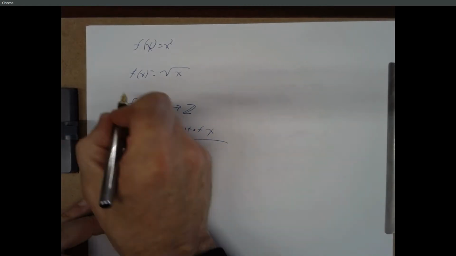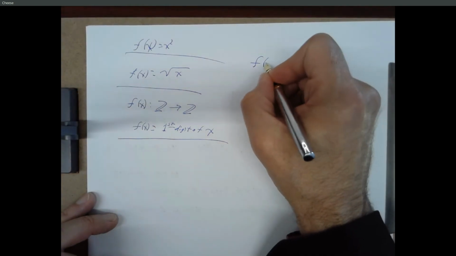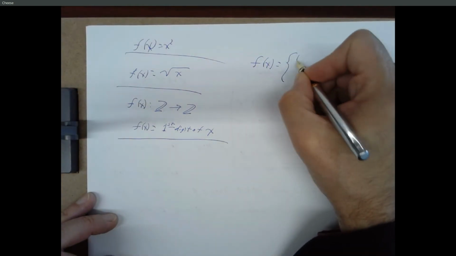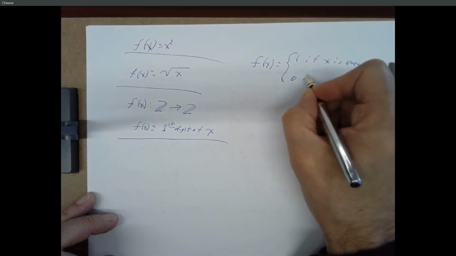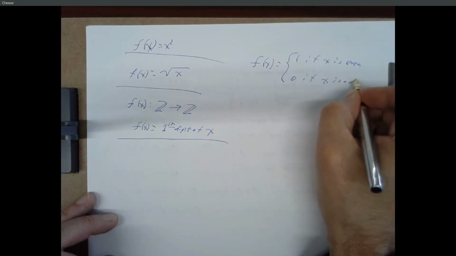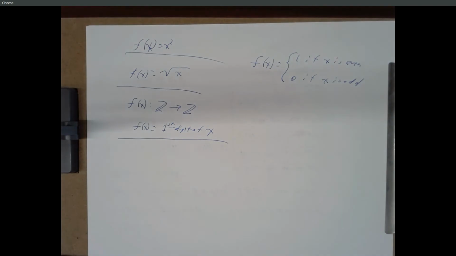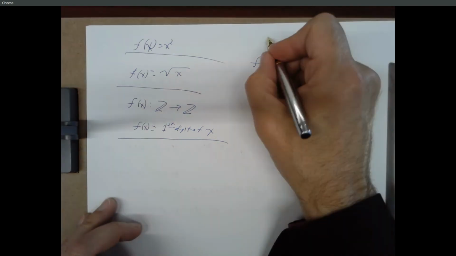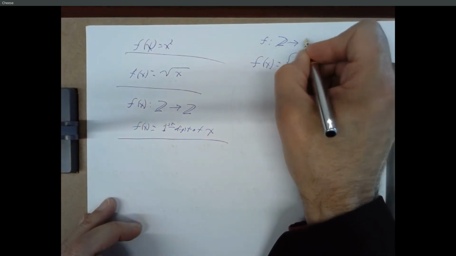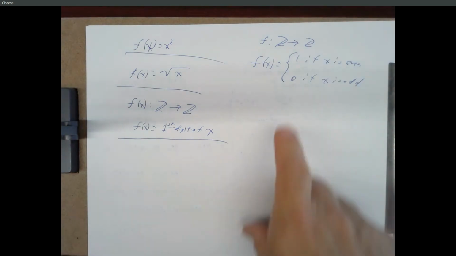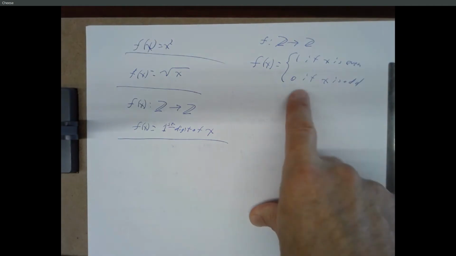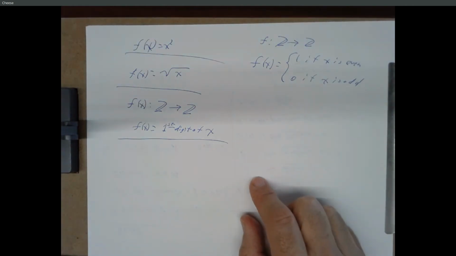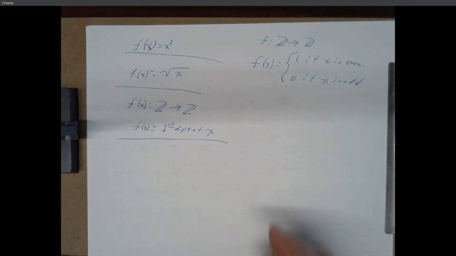Or we could have f of x equals 1 if x is even, and 0 if x is odd. Is it a function? Yeah, if we define this from Z to Z, it associates with each integer a value in the set of integers. In this case, either 0 or 1. So that's our even-odd function.